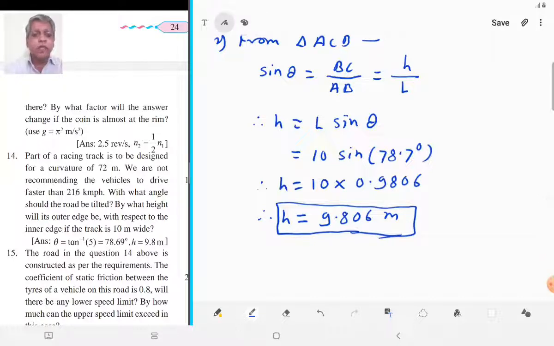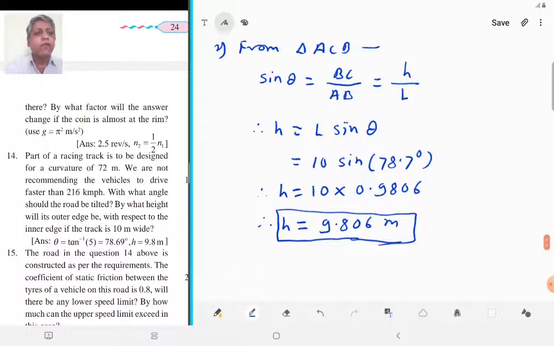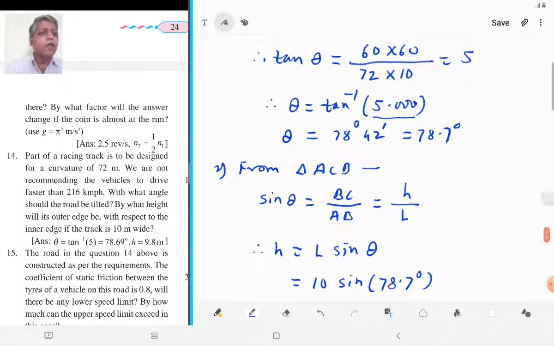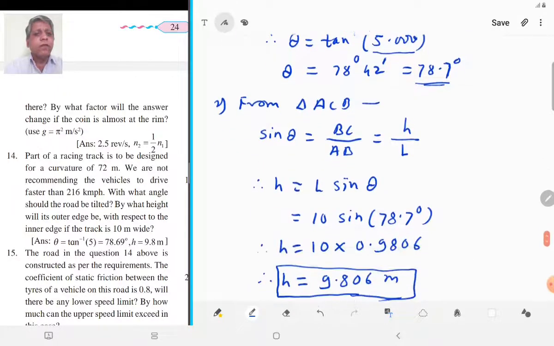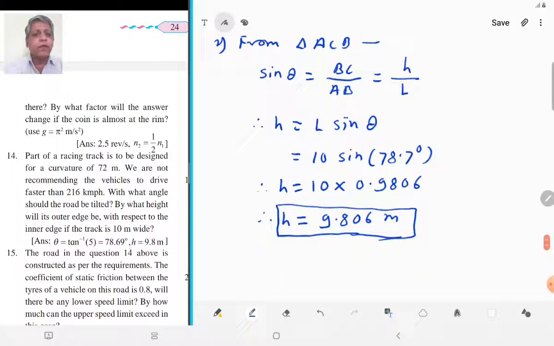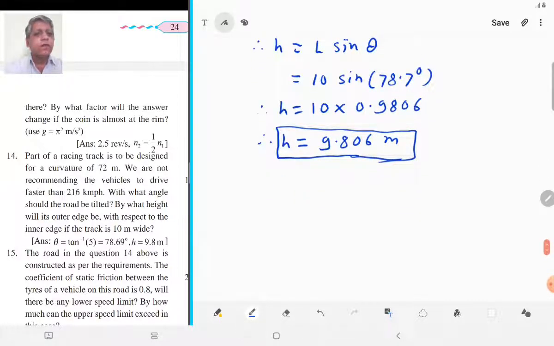The answer given in our textbook is theta is equal to tan inverse of 5, that is equal to 78.69, that is calculated by using the calculator, but here we calculate by using the log table, hence this is 78.7 degree. And the height given is 9.8 meter, here the height is 9.806 meter. This is by using log tables. Remember.